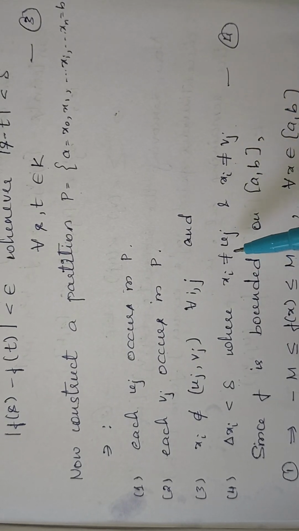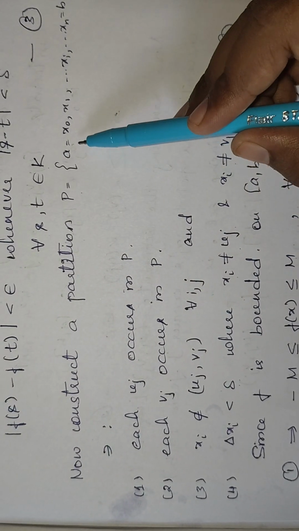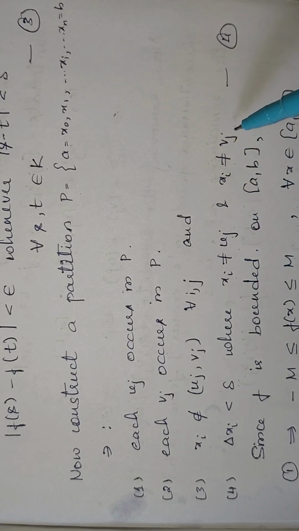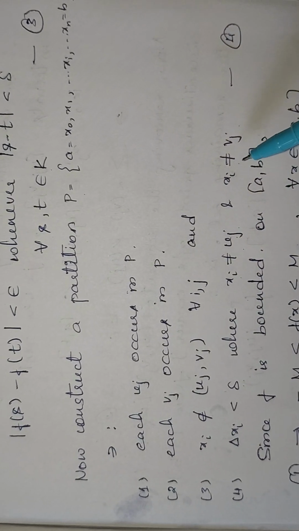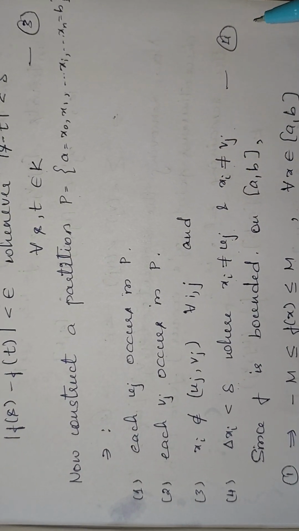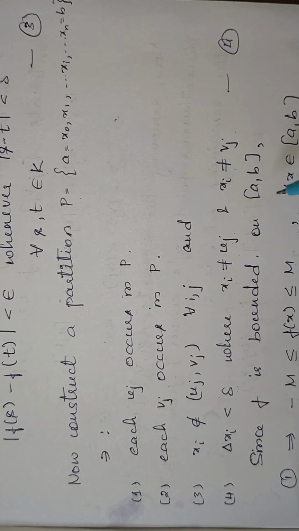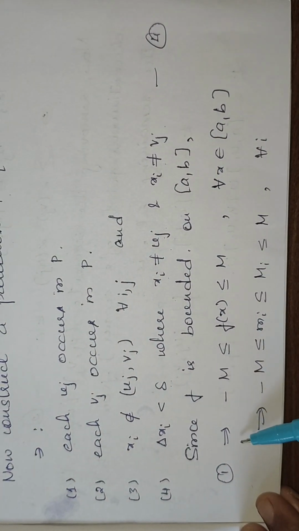So whenever you choose the point xi, that is this point, whenever you are choosing this point apart from this uj and vj, then the difference between the consecutive points will be less than delta. So that is what they are telling, and I am naming this as 4. Okay, and since f is bounded on closed interval ab, we have 1 implies 1.